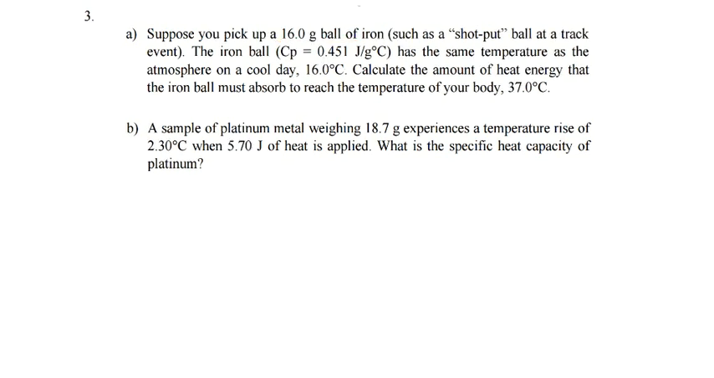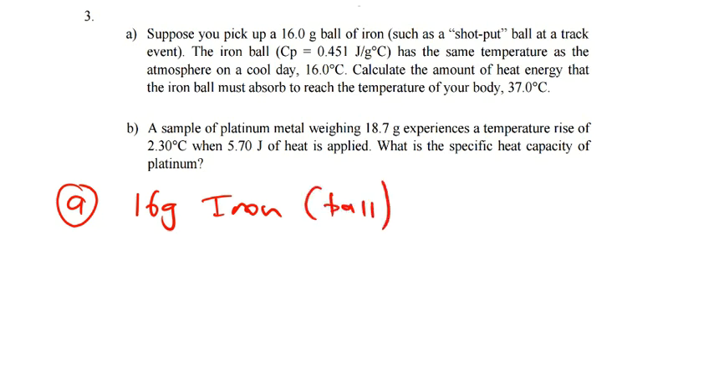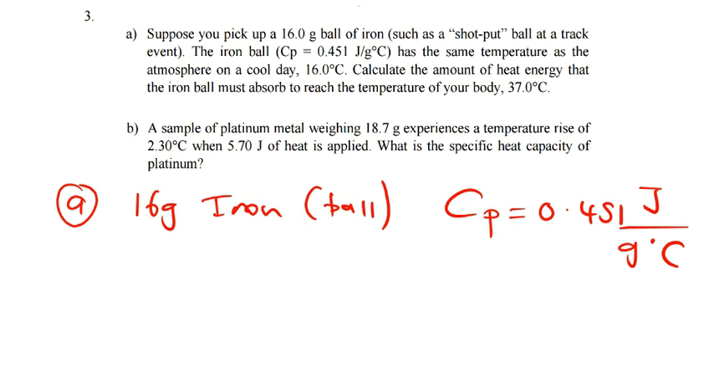So take note of the data there. A 16 gram ball of iron, which you are picking up. The iron ball's specific heat capacity is 0.451 joules per gram degree Celsius. It is at the same temperature as the atmosphere on a cool day, so the temperature of that iron ball is 16 degrees Celsius.